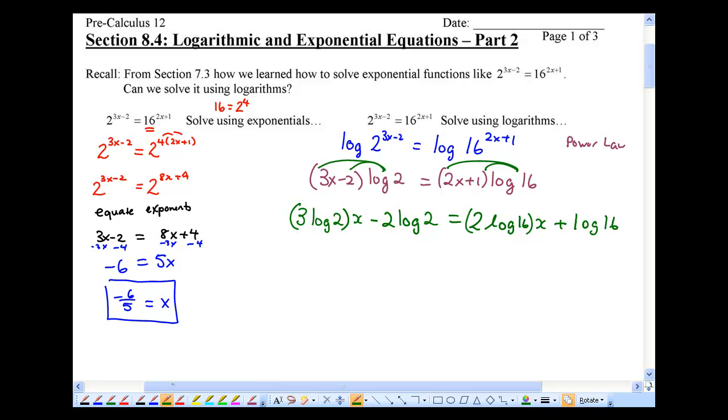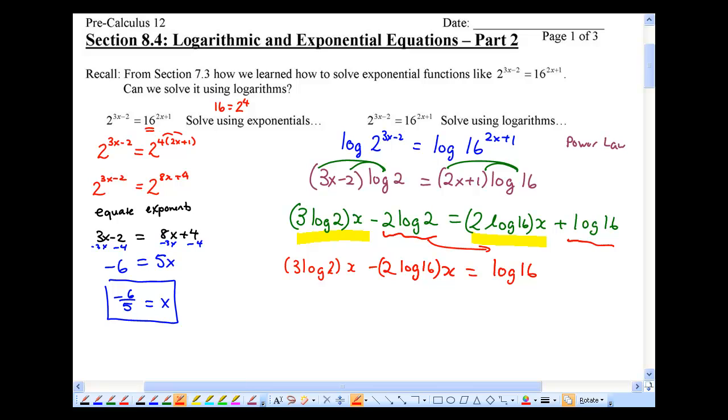Okay. Now, remember, you are trying to do algebra here. You're trying to just solve for x. So when you're solving for x, what you want to do is have all the things with x on one side. So you see how I have two terms here with x? There's an x and there's an x. So let's move them all to one side. So I'll keep the 3 log 2 on the left. I'm going to ask you to move the 2 log 16 onto the right. Okay, and then similarly with the other things, I'm going to move all the numbers to the other side.